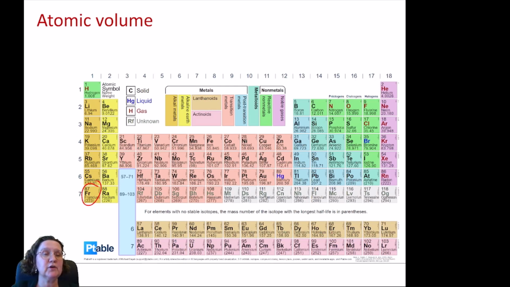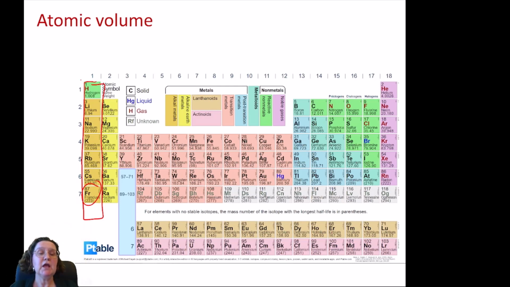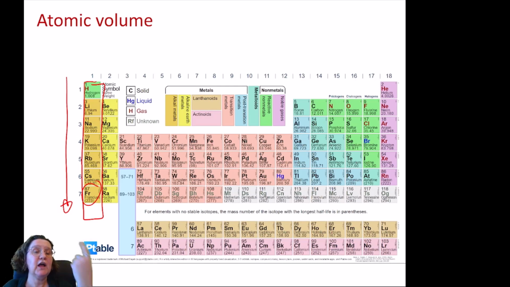So which one is more important? The answer is, it depends if you're looking at a period or if you're looking at a group. When you are looking at the atoms in the same group, because you move from one energy level to the next, the fact that you have more stuff that occupies more space wins. So the smallest atoms in a group are always at the top. Hydrogen, because it has one electron and one proton, is much smaller than francium that has 87 electrons and 87 protons.